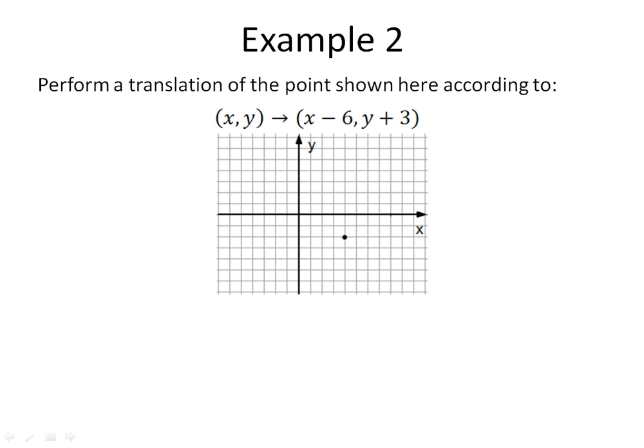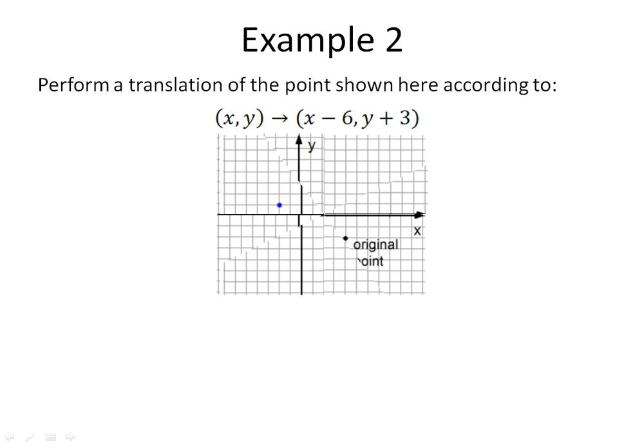Okay, so example 2, they want us to perform a translation of the points shown here according to (x, y) translated to (x - 6, y + 3). So this means we're going to subtract 6 from the x and add 3 to the y. So we're going to go to the left 6 and up 3. We can do that just by counting the boxes. If we come across, this becomes negative 6, and plus 3 puts us here at the point (-2, 1). So this is where it should show up.